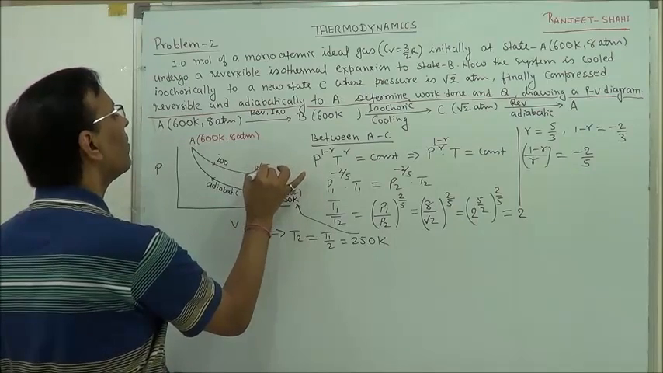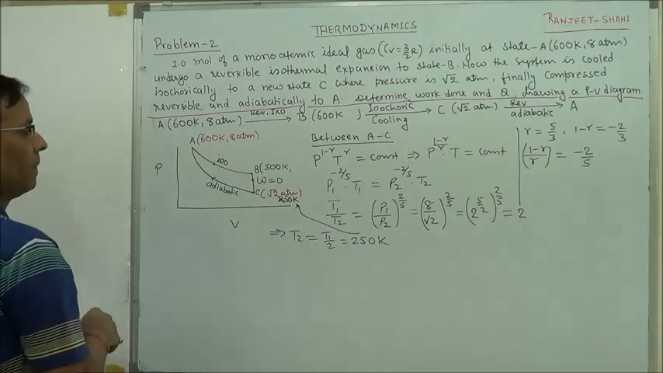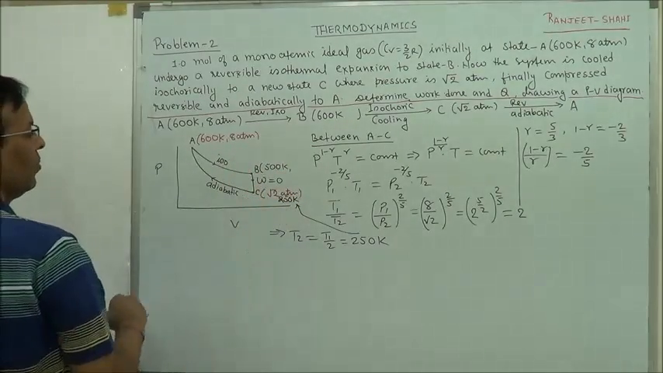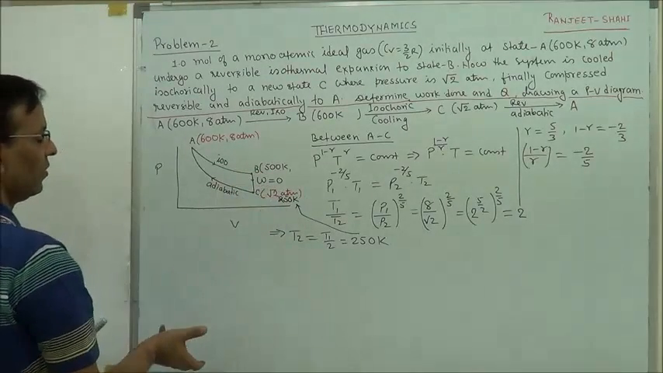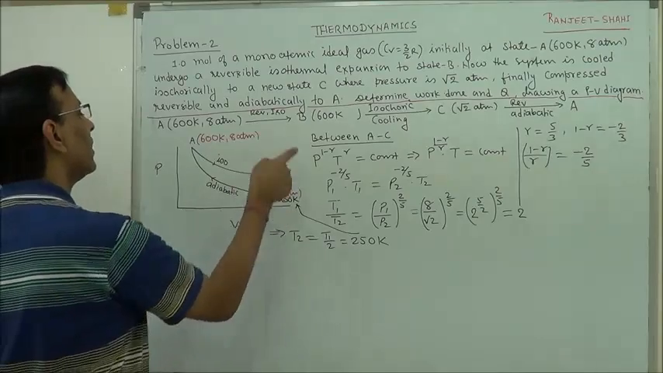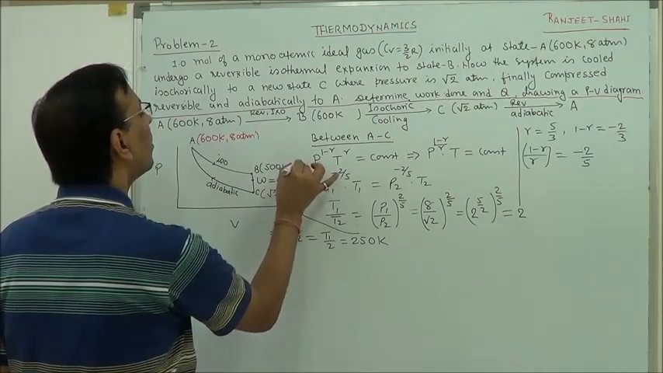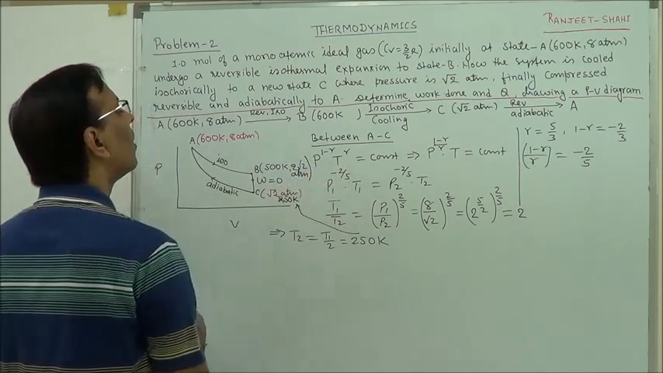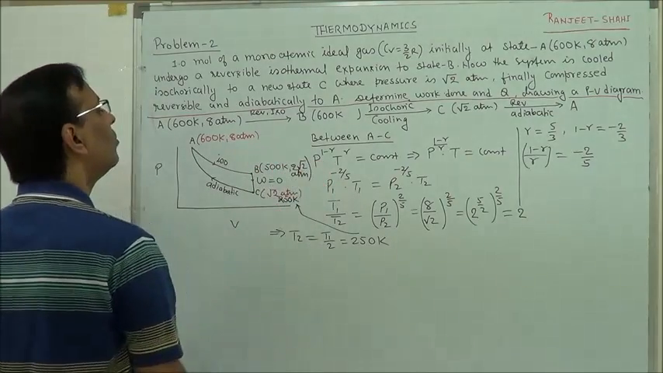Temperature here is 500 Kelvin. And therefore, the pressure here must be double of this, since at constant volume P is directly proportional to T. So temperature is halved, so pressure will also be halved. So pressure at B must be 2 root 2 atmosphere. This is important. 2 root 2 atmosphere.